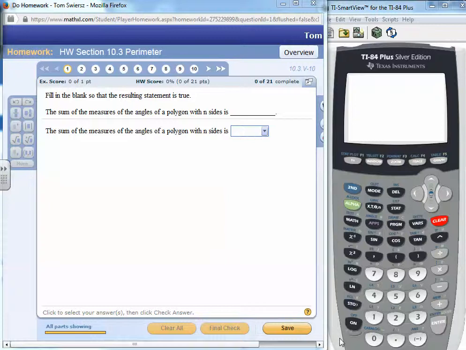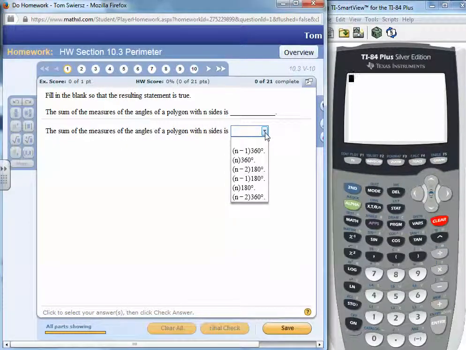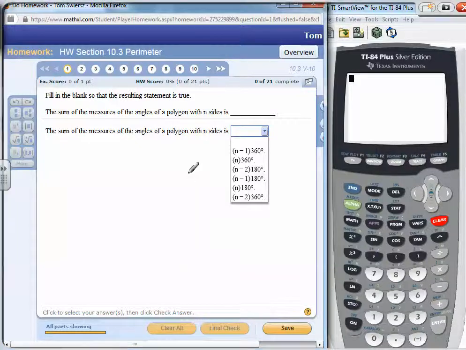Let's begin with homework exercise number 1 from section 10.3. It says the sum of the measure of the angles of a polygon with n sides is. Okay, now what happens is for a polygon with n sides, there are n minus 2 triangles in the interior, and then each triangle adds up to 180. So the formula is n minus 2 times 180 degrees.